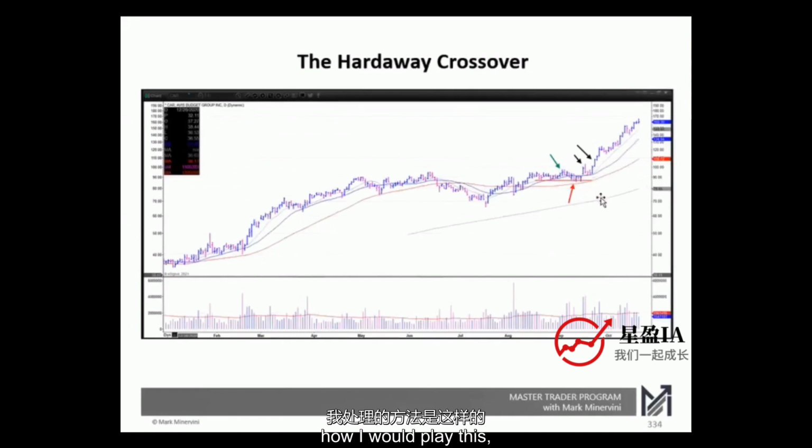So how I would play this is, I buy here, I get knocked out here. It comes ripping back, great sign, right? Pulls back. Now right here, as it starts turning up and takes out that high right there, I'm getting back in. I'm coming back in.